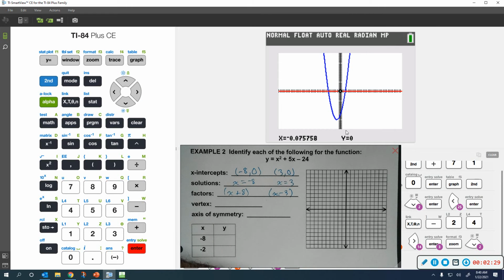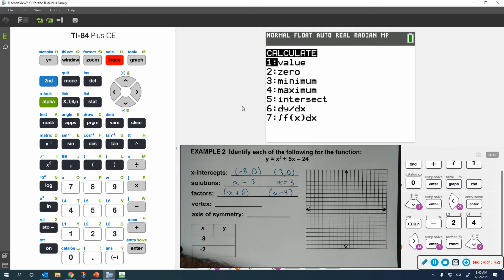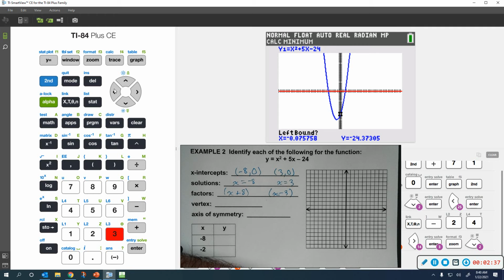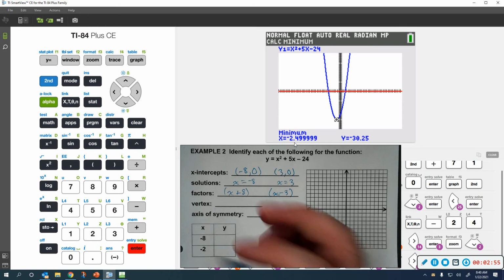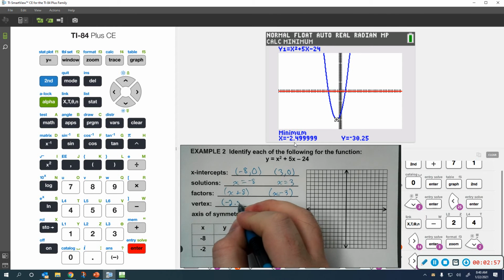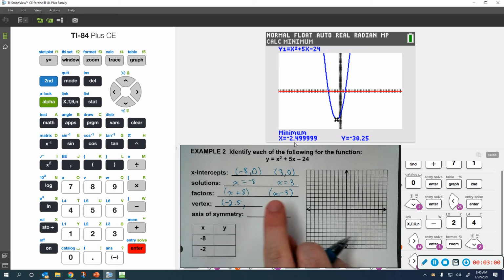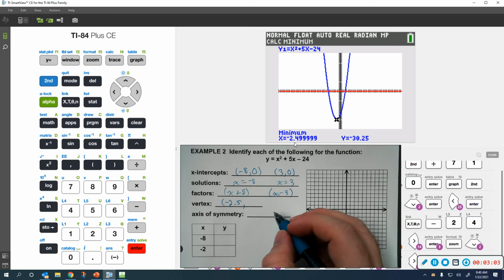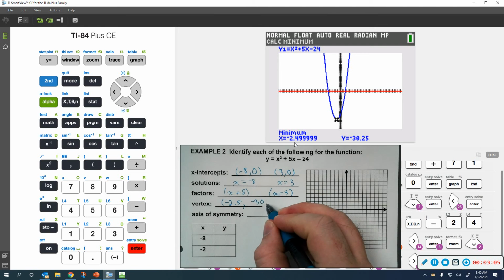Now I can see my vertex is down here at the bottom. So I can go second trace. It is a minimum. Number 3. Move it left bound. So we move it to the left of our vertex. We're definitely on the left side now. Push enter. Right bound. Move it to the right side. Push enter. When it says guess, push enter. And we get a minimum of negative 2.49999999, which will estimate to negative 2.5, comma, and then our y value was negative 30.25.